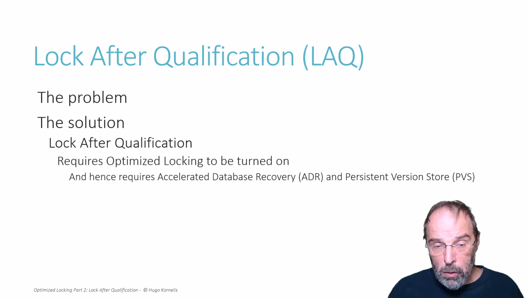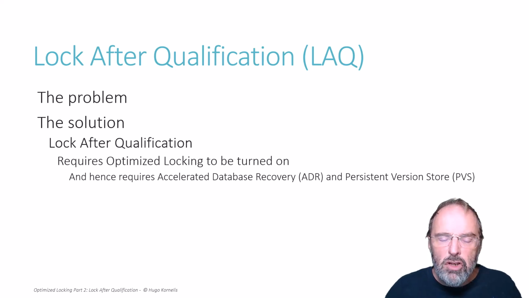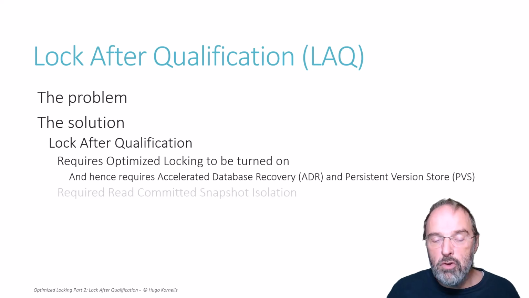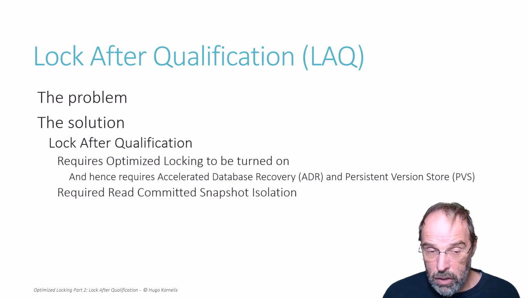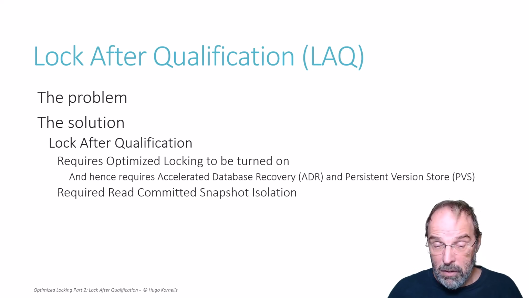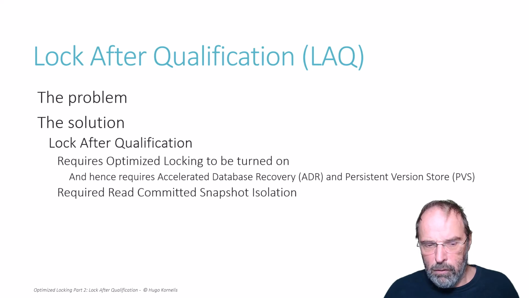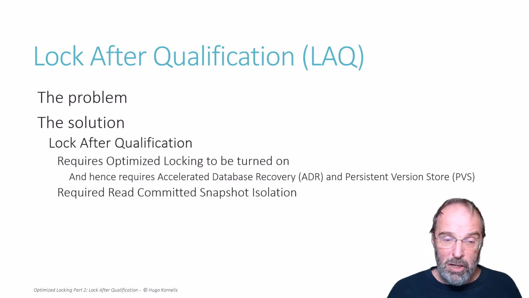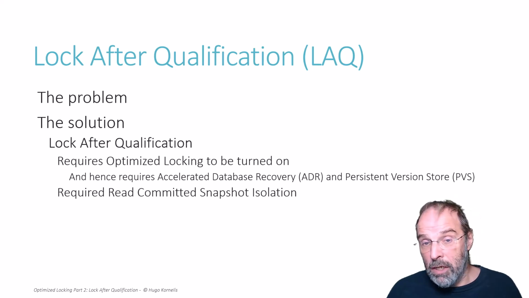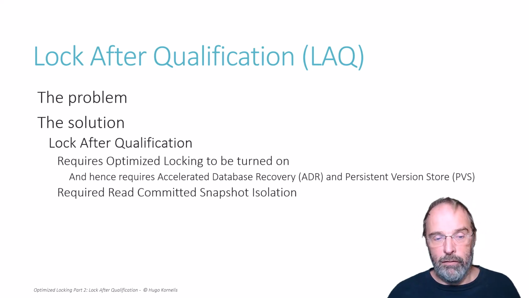Just turning optimized logging on will give you transaction ID logging, but for Lock After Qualification you also need the database to use read committed snapshot isolation. So if you don't have read committed snapshot isolation, you would get transaction ID logging but not Lock After Qualification. With optimized logging and read committed snapshot isolation turned on, you get transaction ID logging and Lock After Qualification.